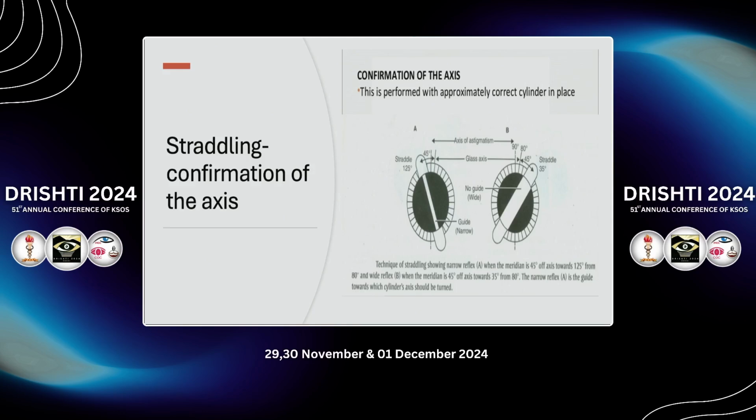You think it is at 80 degrees. What you do is you move the axis of the retinoscope 45 degrees this side and 45 degrees this side. Whichever side it is narrower, that is the side towards which the axis is. So you can again move it towards that side and then again straddle on both these sides.